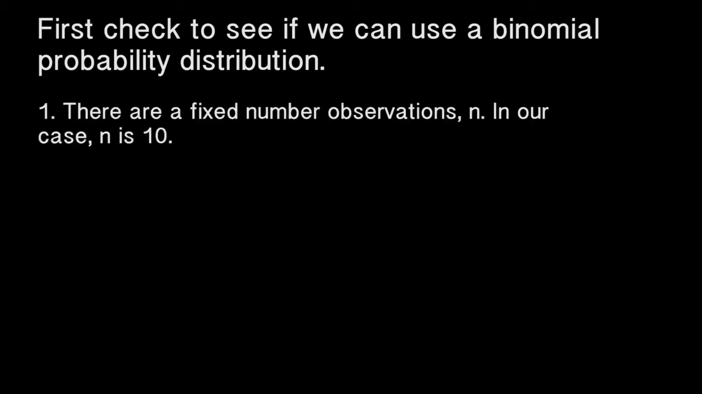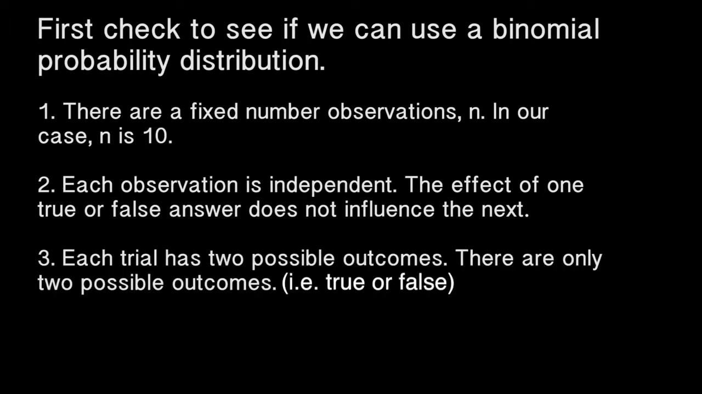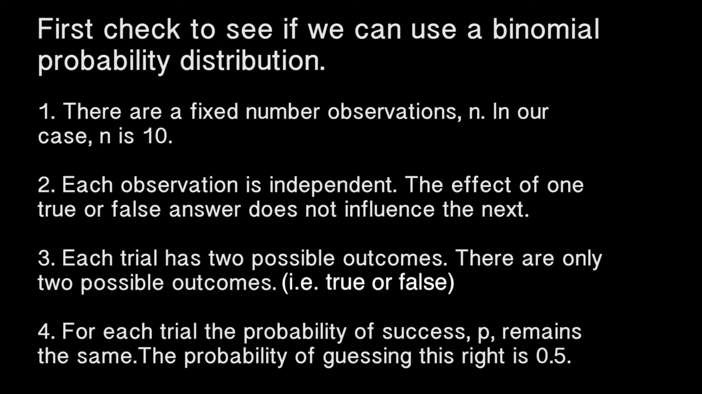One final example. Students often want to know what the chances are of getting all the answers right on a true-false test. Let's say we have a 10-question true-false test. First, check to see if we can use a binomial probability distribution. 1. There are a fixed number of observations, n. In our case, n is 10. 2. Each observation is independent. The effect of one true or false answer does not influence the next. 3. Each trial has 2 possible outcomes. There are only 2 possible outcomes, either true or false. 4. For each trial, the probability of success, p, remains the same. The probability of guessing each question right is 0.5, so let's try it.